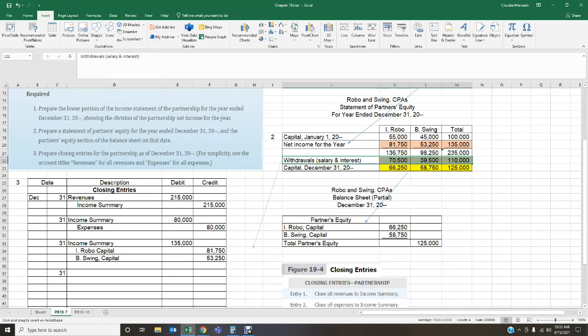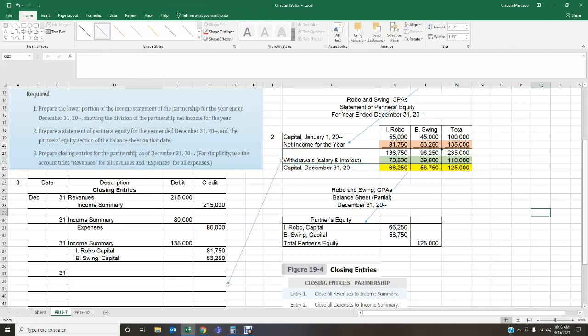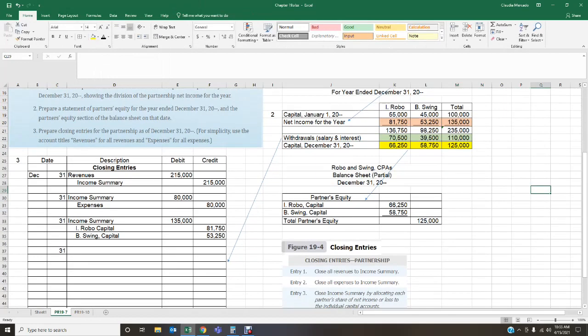The withdrawals are going to go down here. Okay, we're going to close those to the capital. Now, a drawing account usually has a debit balance. If I want to close it, then I will need to credit my drawing account. So your drawing account for iRobo will be credited for the amount of 70,500. And we are closing to the capital account.